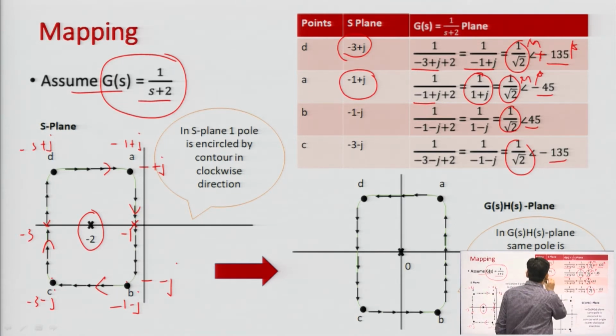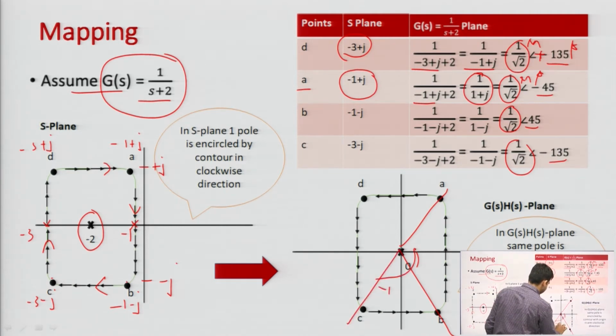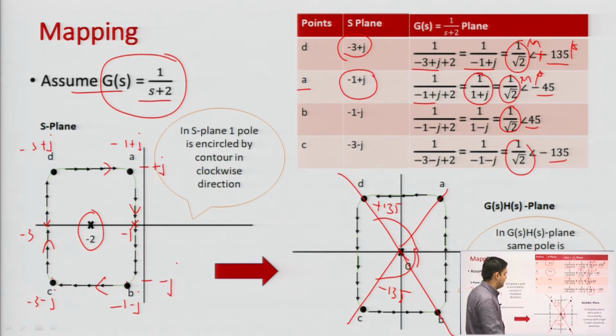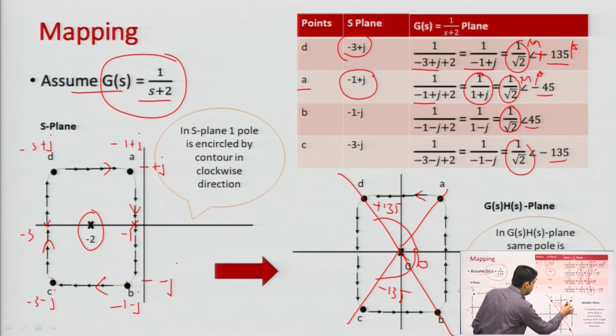For point A, the magnitude is around 1 by root 2 and the phase is minus 45. So the point goes here with minus 45 phase, then with the same magnitude it goes to plus 45, then minus 135 will be this curve, and plus 135 would be this curve. What you obtain is that this contour is enclosing the origin in the anti-clockwise direction.